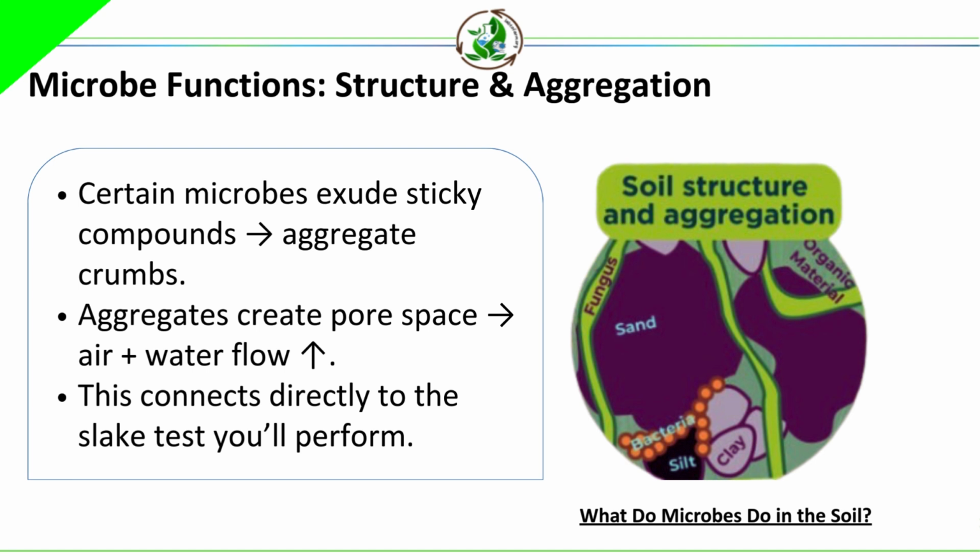You'll do a slate test soon to see this. Healthy soil will form stable crumbs underwater. Poorly structured soil will fall apart. Good structure from microbial glues means better water retention and root growth. Think of those pores like emergency air tunnels. They help plants survive drought and heavy rain by controlling moisture and oxygen.